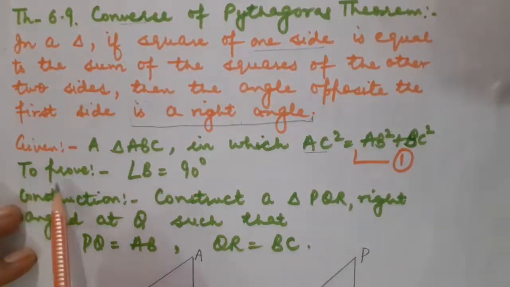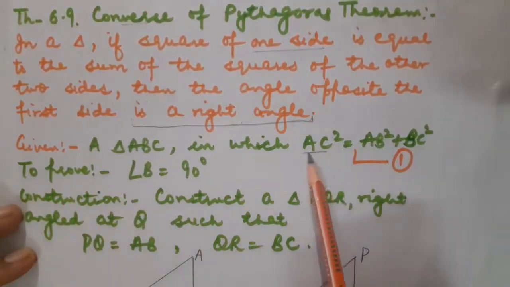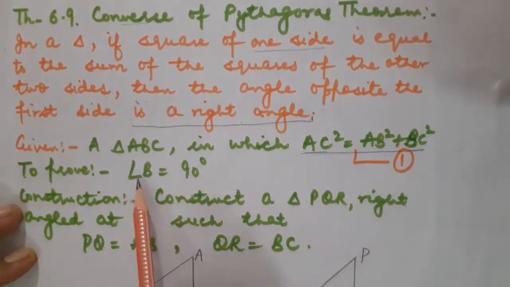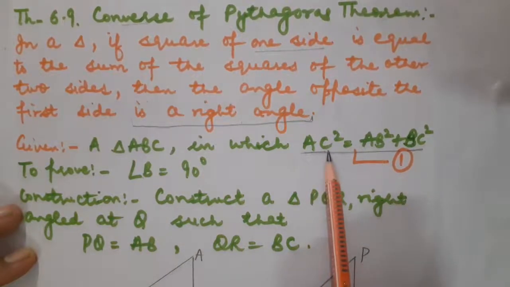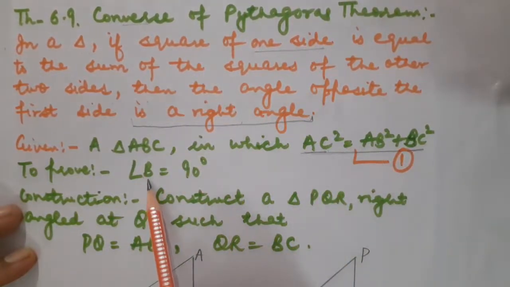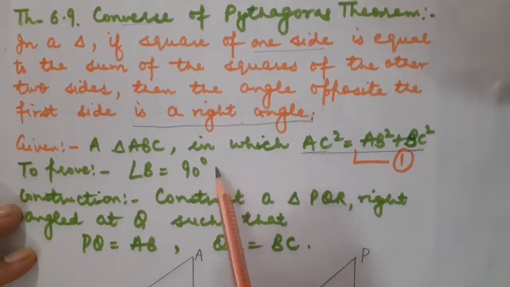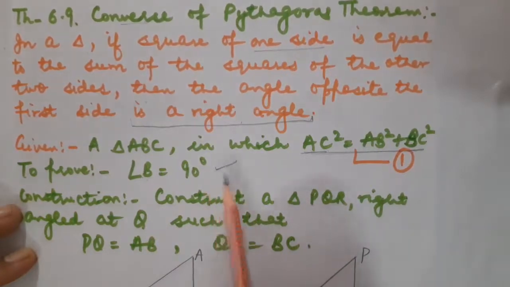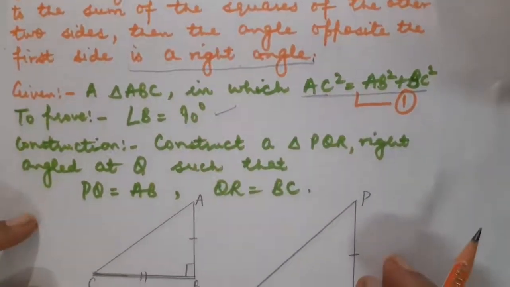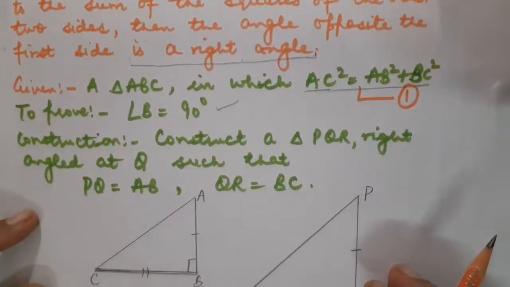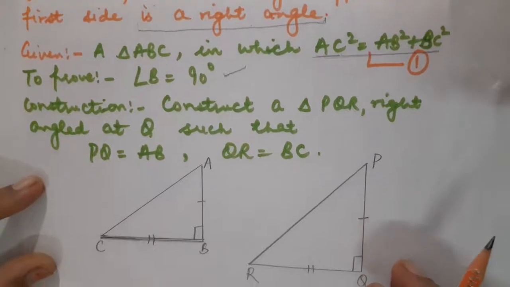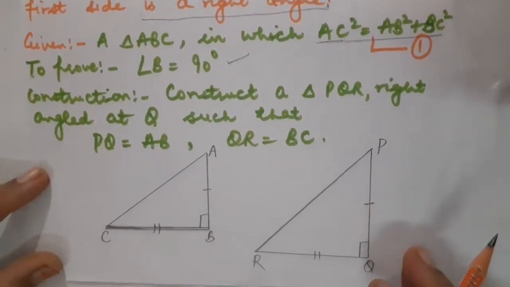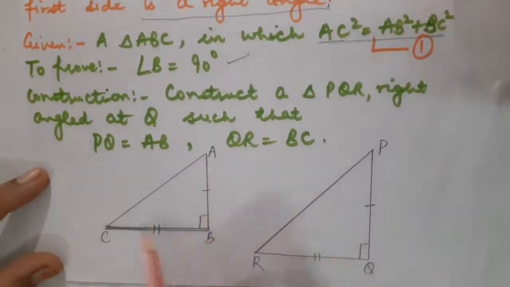And what we have to prove here, while observing this relation, you may have come to know that this angle which is just opposite of AC, that will definitely be angle B, correct? So angle B is equal to 90 degree. This I have to prove. So children, I am going to do a construction to prove the converse of Pythagoras theorem. But before that, first of all, what we have to do, I have drawn a triangle.